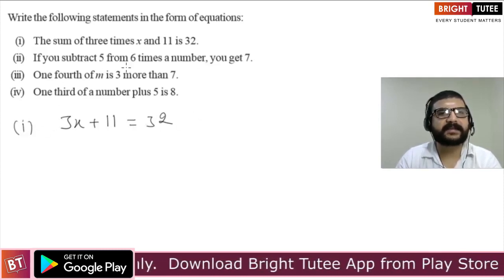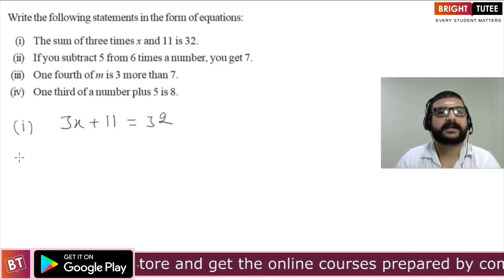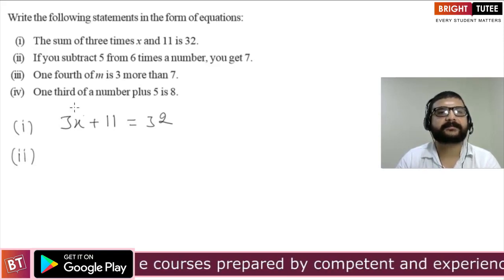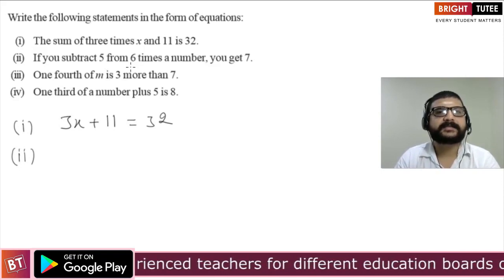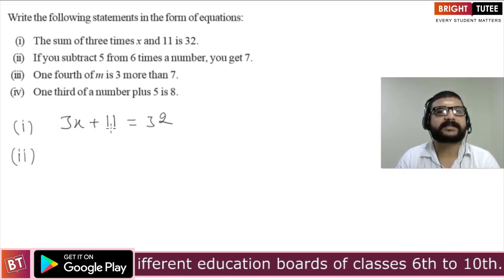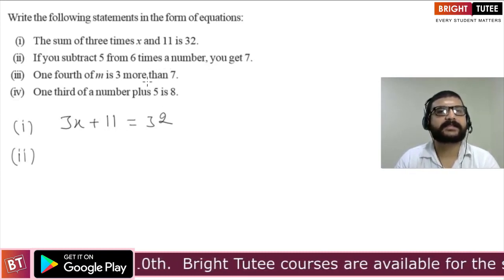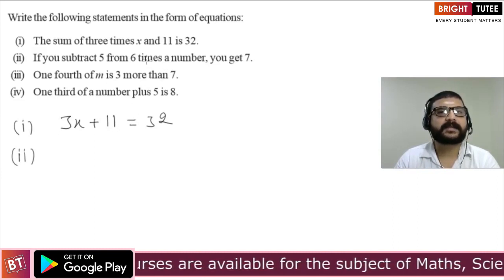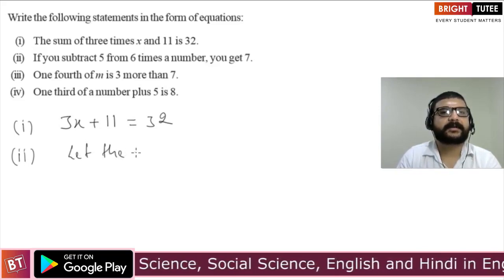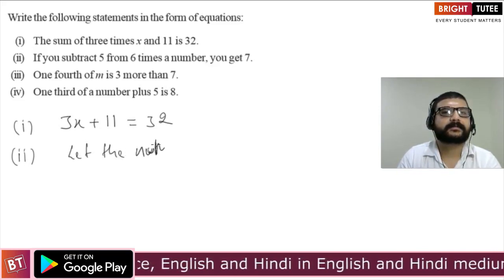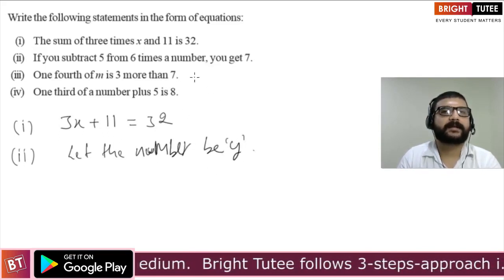So one statement was given to us here and we formed a mathematical equation from that statement. Now let's take the second statement. The second statement is, if you subtract 5 from 6 times a number, you get 7. So here no variable is given to us. We have to assume one variable. So let us assume the number we are talking here is y. Let the number be y.